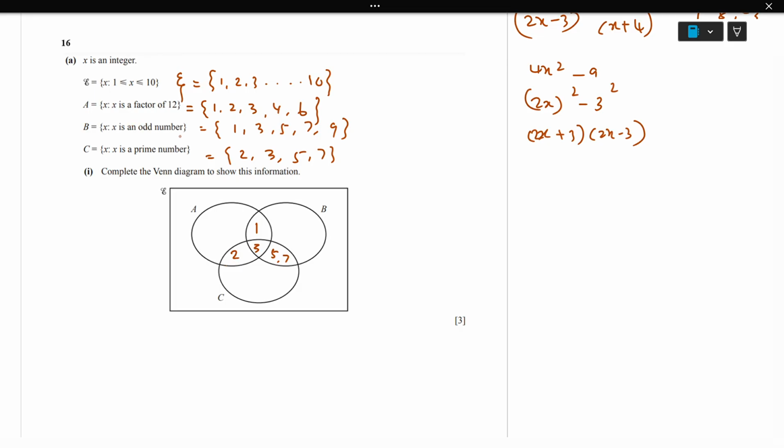Now go for set A. What numbers are left? The numbers left are 4 and 6.